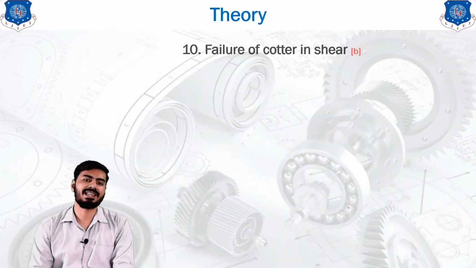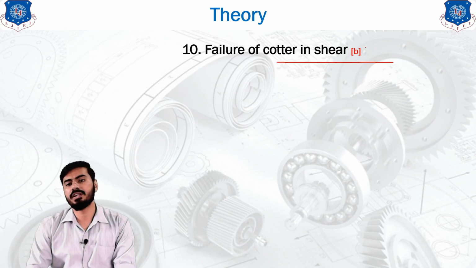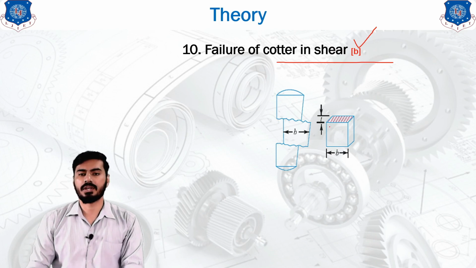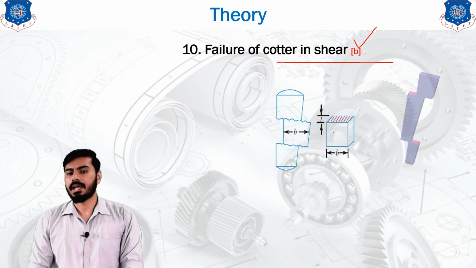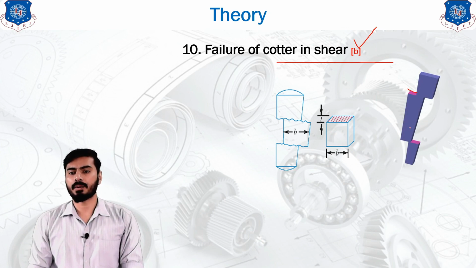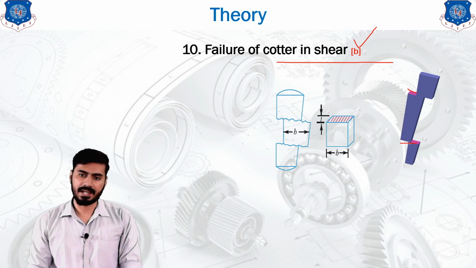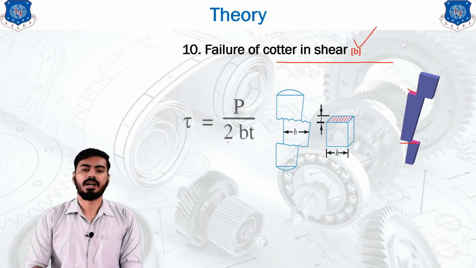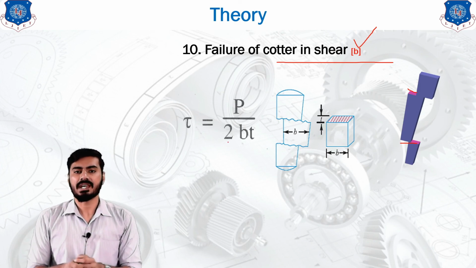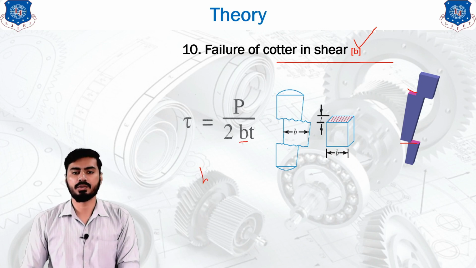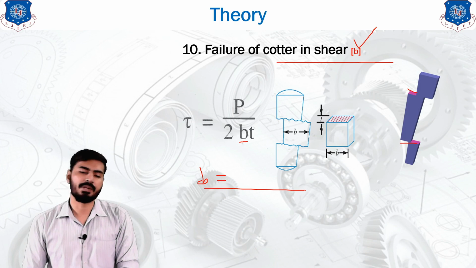Now we are going to see the last step of the theory, that is the failure of the quarter in shear, which will give you the answer of dimension B, and the quarter pin will shear in this manner, and that's why we will have to consider the double shear at the upper portion and at the bottom portion. That's why we are going to consider our area twice. So our area for the shear stress will be 2 times B into t, and using this equation there will be only one unknown, B, and that can be calculated using the calculator, and your B answer will be available.